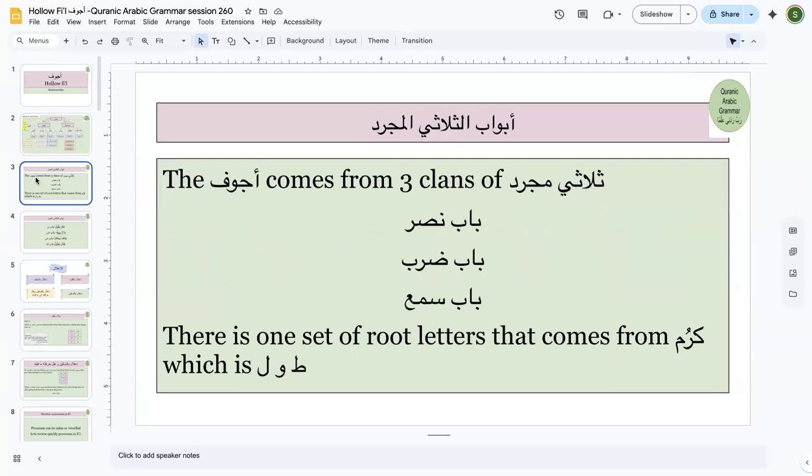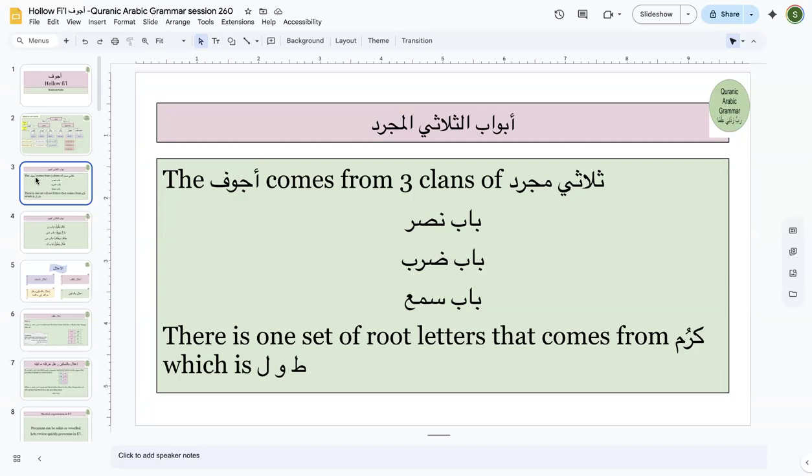Then in case of abwab sulasi al mujarrad, where does your ajwaf come from? The ajwaf that you are going to find in the Quran is going to mainly come from three clans of Sulasi Mujarrad, and those clans are again the same as Mudaf. Very good job, because these are the most common ones. Remember, when we were learning our regular family, the Sahih Salim Af'al, we said at that time that most of the Af'al are going to be from Nasara, Daraba, and Samia. Keep that in mind.